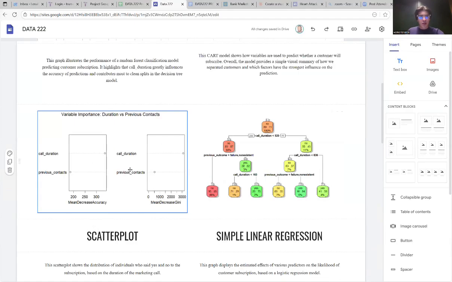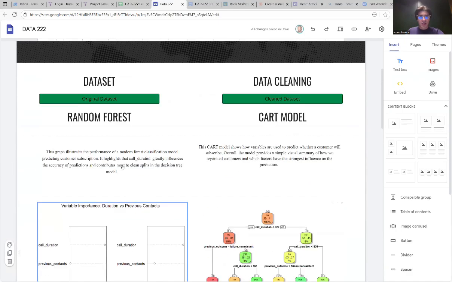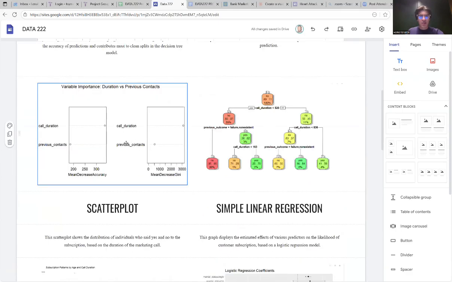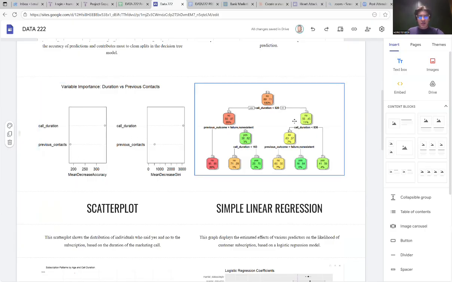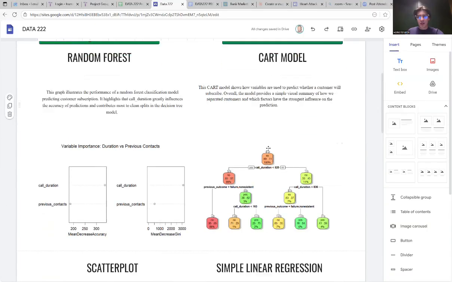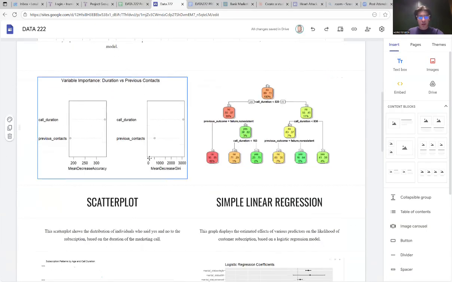Our first actual graph here is the random forest graph. This essentially just shows that the call duration is a very important variable in our data set. It shows that if you took it away, it would very much decrease the accuracy of our predictions. And it is also responsible for all of the clean splits in our cart model here.